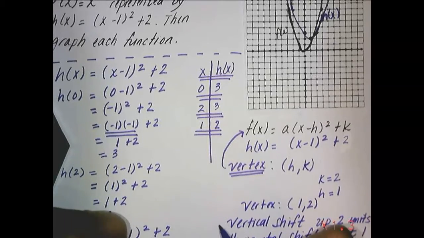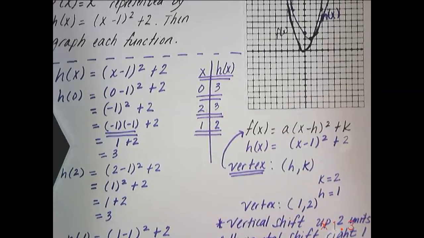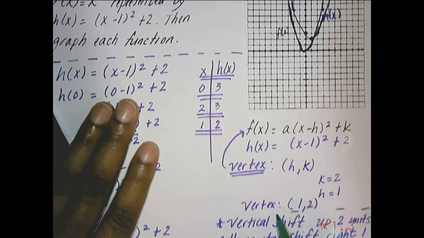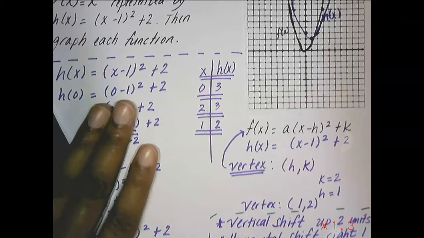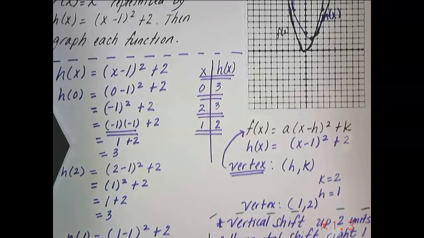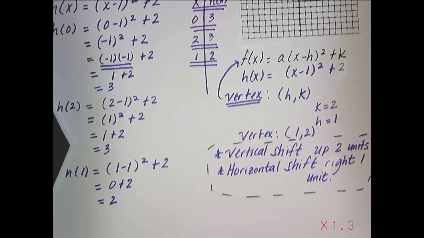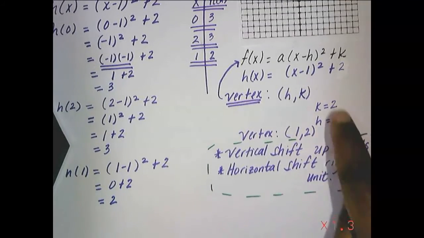Okay, so this is how you're going to describe your transformations there with your practice. All right, so there you have it. Oh shucks, I'm writing my little heart out and it was off the camera. Oh my gravy, that's what I get. So vertical shift up 2 units and horizontal shift right 1 unit. H is 1 and K is 2.